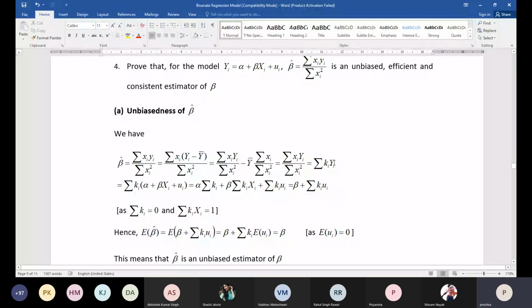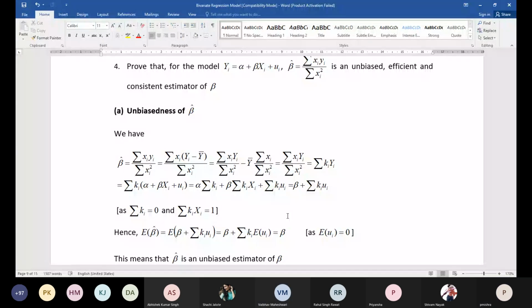And again we are replacing capital Yi with alpha plus beta xi plus ui. Now here essentially what we are saying is beta hat is a linear function of Y. And then through subsequent derivations we are getting, yes. Sir, how did we replace sigma xi yi by sigma xi square by sigma ki yi? Because they are in numerator and in denominator, they are sigmas both. So how can we replace it like this?